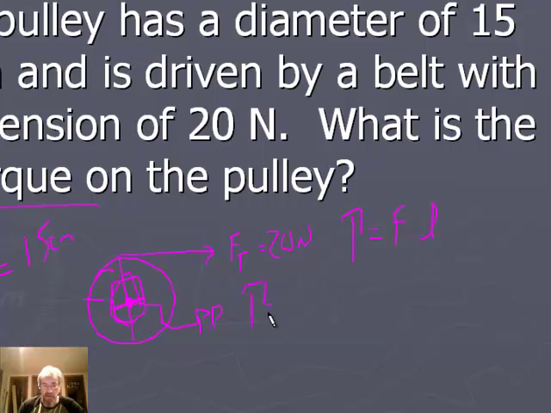So that means the torque on this pulley is going to be 20 newtons times half the diameter. Diameter is 15, so that'd be 7.5 centimeters. And probably, if I wanted this to come out in some standard units, I wouldn't want to use newton centimeters, so I could change this into meters. And if I did that, here's what I come up with. 20 newtons times 0.075 meters. And when I calculate that out, I get 1.5 newton meters of torque.